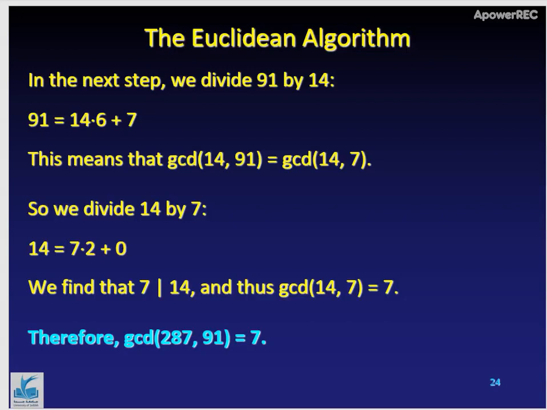Continuing this example further, instead of finding the GCD of 91 and 287, we find the GCD of 91 and 14. Okay, and we simplify this further by repeating the same process, and we try to find the remainder by using the divisibility algorithm again. So express 91 as 14 times the quotient plus the remainder. So we find out that the new remainder is 7.